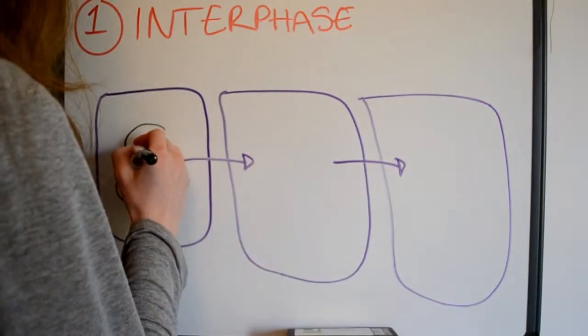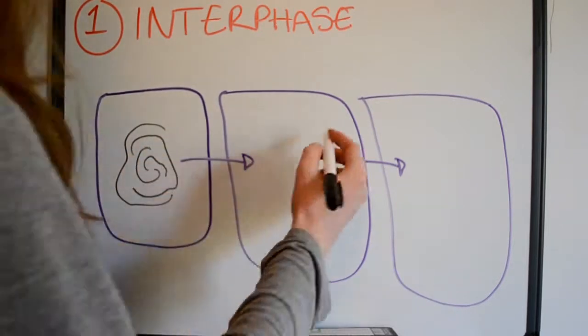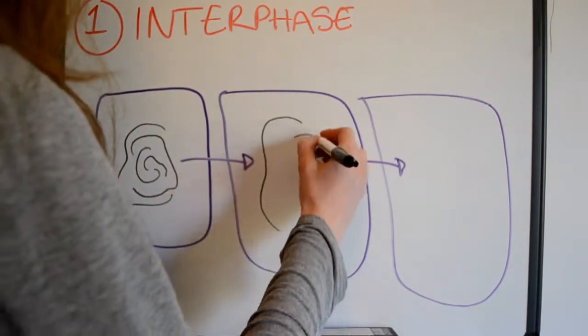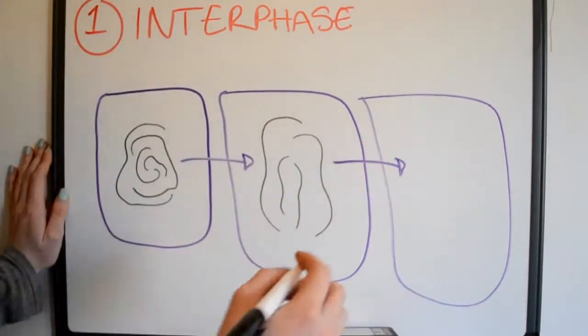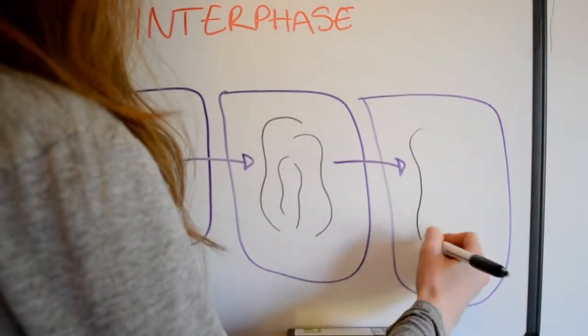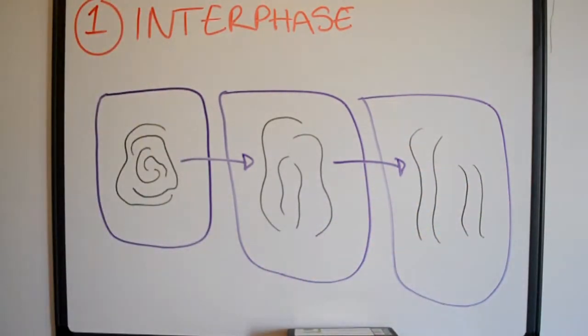So basically, the new cell organelles are synthesized and DNA replication can take place. Here are some cells and the DNA, just slightly condensing, not properly condensing, but slightly condensing.